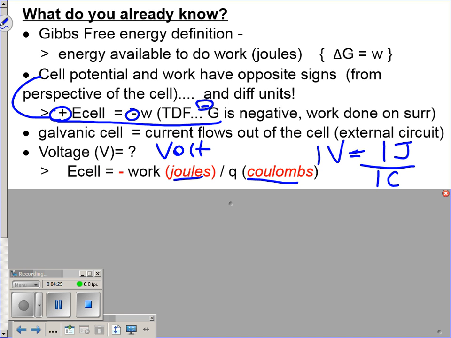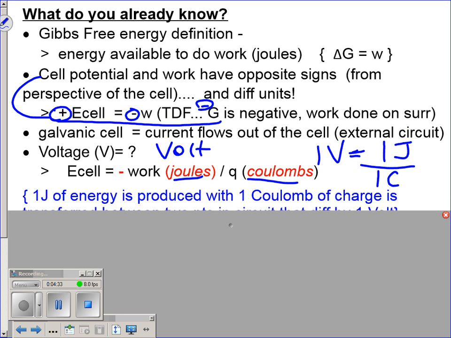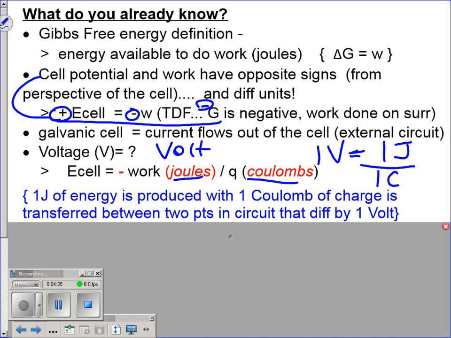1 volt is equal to 1 joule per 1 coulomb. So this is saying 1 joule of energy is produced for every coulomb of charge of the electrons coming through the battery, as we express it as the voltage difference or the potential difference between the two parts of the anatomy of the battery, the anode and the cathode. So 1 joule of energy is produced with 1 coulomb of charge as it's transferred to create 1 volt. So these are all kind of equivalencies as you consider them together.